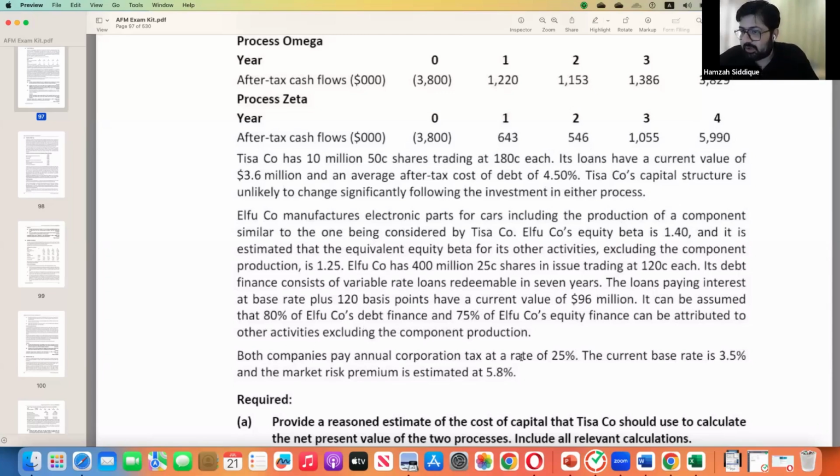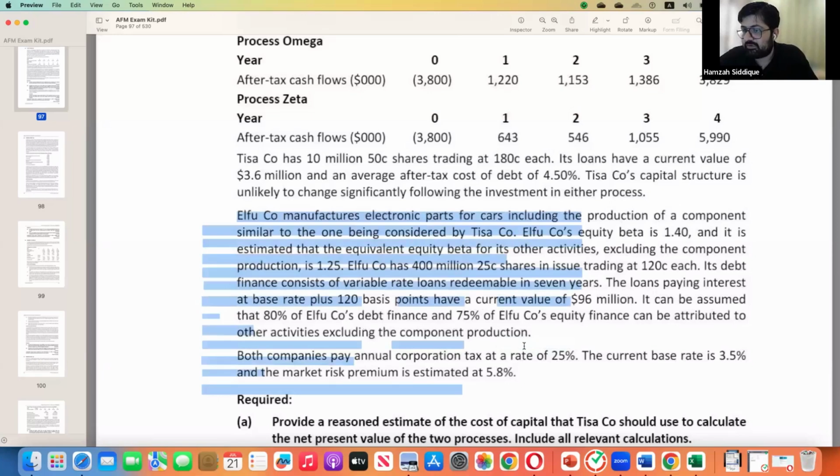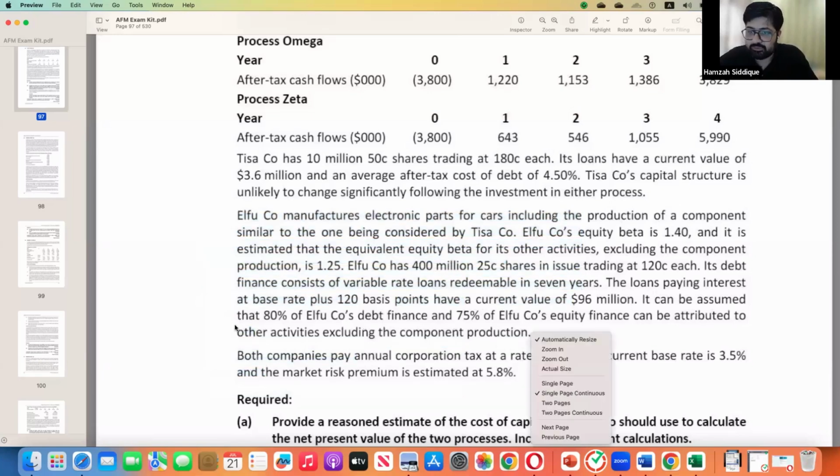Both companies pay annual corporate taxes. Yes, students, this paragraph is very important. I would suggest you read it carefully. FLU.